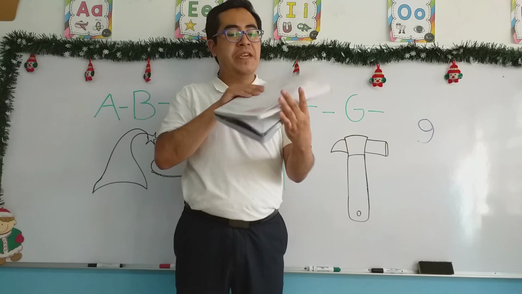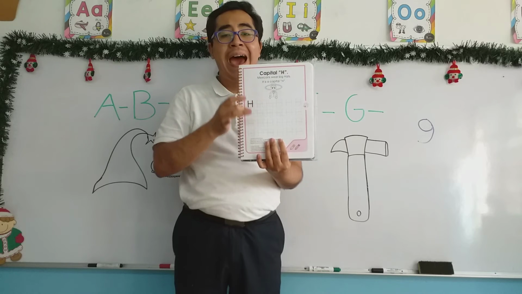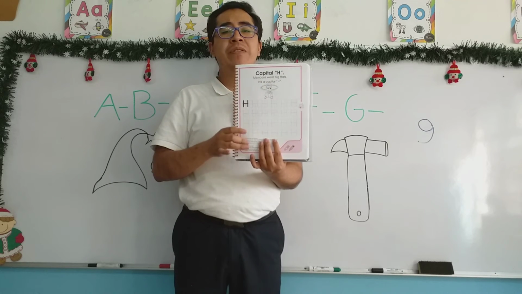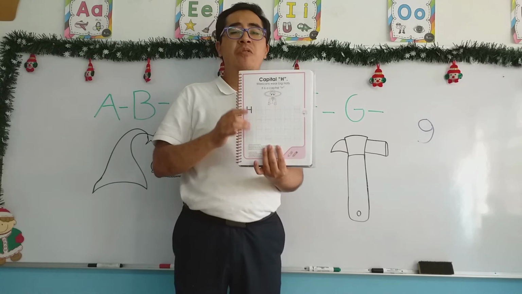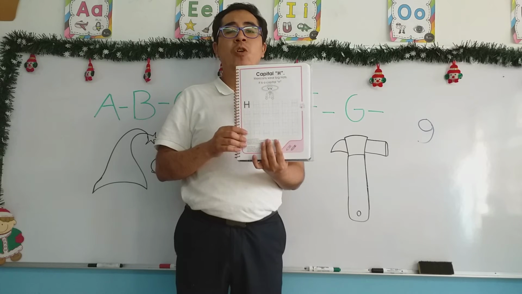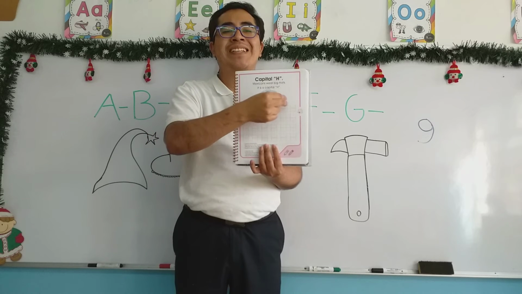Now, the activities of today are part of your teddy book and they are located right here. The first activity contains capital H for the hat. Remember, hat, sombrero. What we have to do here, the most important part, is to trace capital H correctly with our pencil. Now remember, we have to hold our pencil properly when we start tracing these activities.